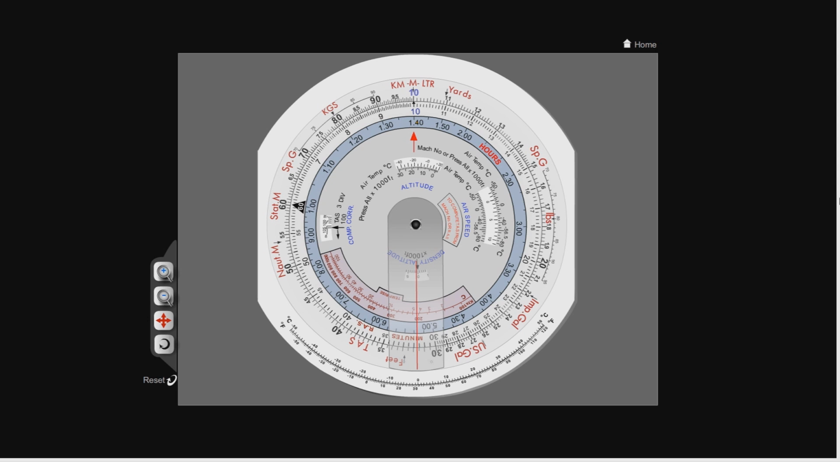Today this is going to be part 2 of the CRP-5 videos, and today we're going to be talking about distances, specifically conversions of one distance to another. And that's one of the main things that this side of the CRP-5 is used for, and that's the ability to convert one distance to another.